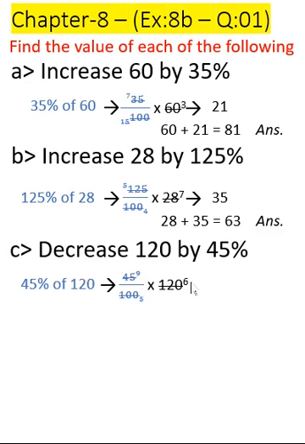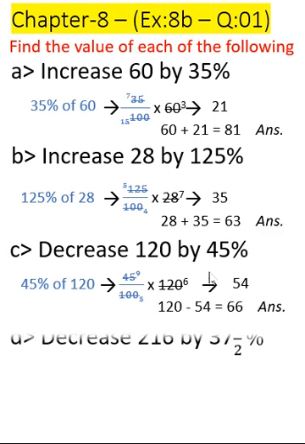Now 9 and 6 are remaining in the numerators. We multiply these two numbers. 9 times 6 is 54. So this is actually 45% of 120. We subtract this 54 from 120 and the answer will become 66.